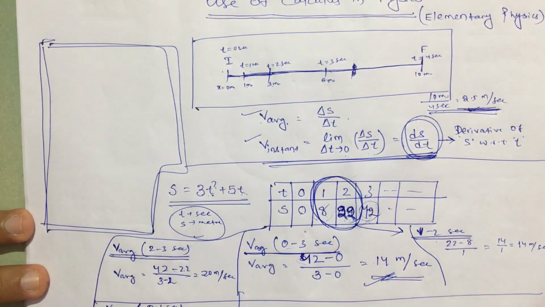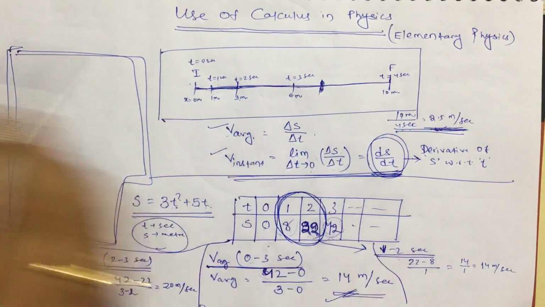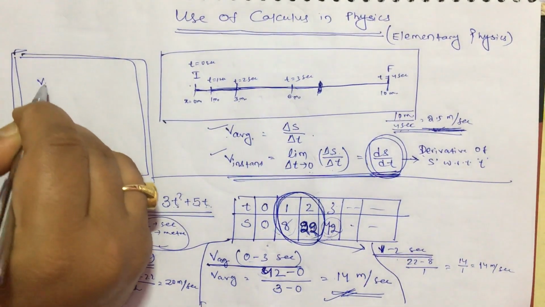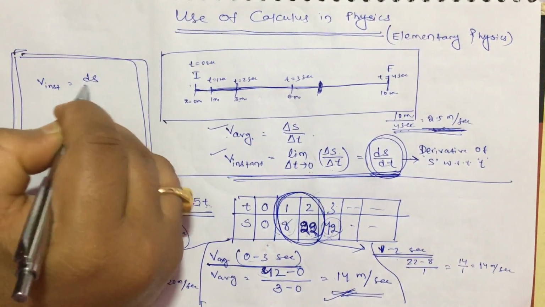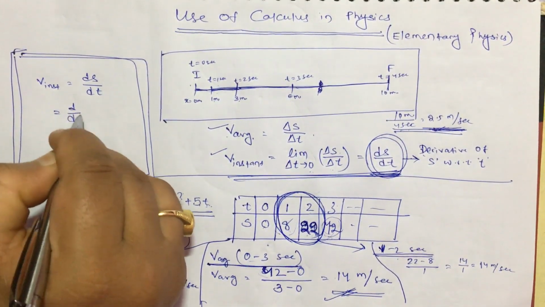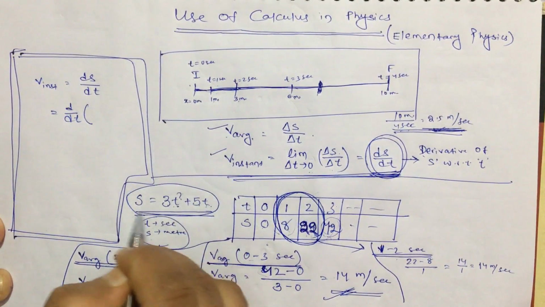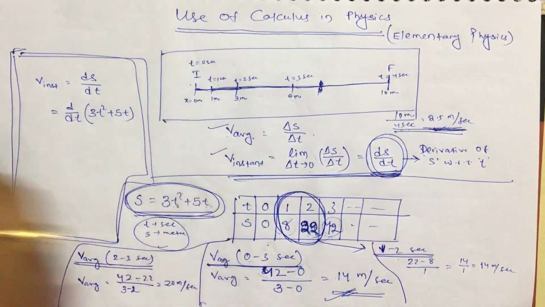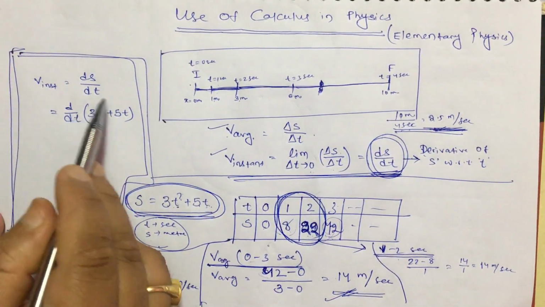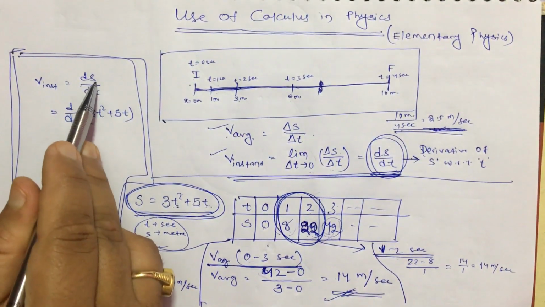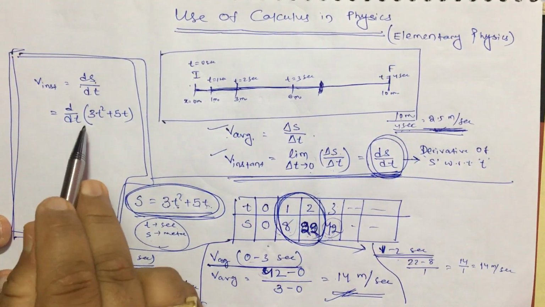In that case, what do you have to do? At 1.5 second, you don't even know what is the distance traveled by the object. So in that case, we are going to use this formula. I have to find the formula for V instantaneous, which I know as ds by dt. So I can write it as d by dt of s. What is s here? I am writing here 3t square plus 5t. d by dt of s, or I can call it the derivative of s with respect to t. It can be written like this, or if you put the value of s, you will find it like this.